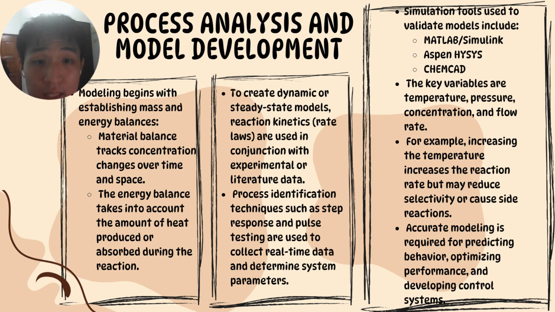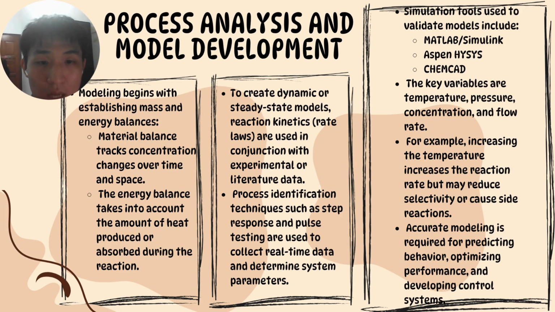By combining kinetics with process data, we can create reliable models that are essential for control design, optimization, and troubleshooting in chemical process systems. So, once we have built a model, the next step is to validate it using simulation tools. The tools that are commonly used are MATLAB or Simulink for dynamic system simulations, Aspen HYSYS, which is widely used in process industries, and ChemCAD for chemical process simulations and design.